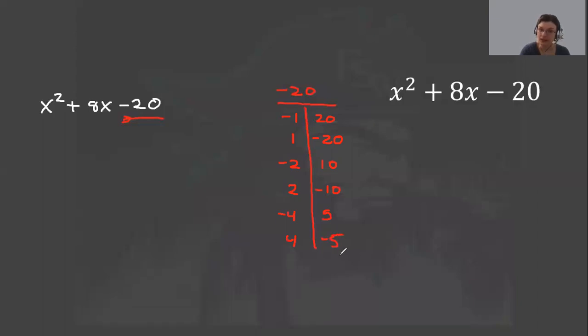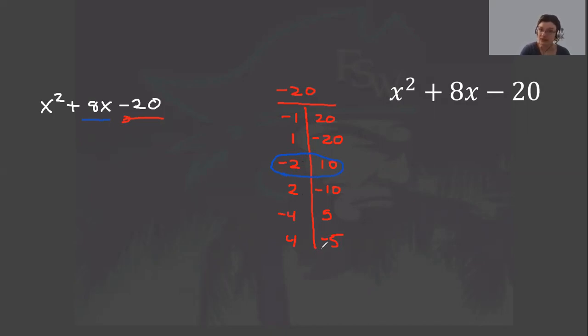There we go. So once we're at this point, we need to look at which pair of factors here, when combined together, make this middle term 8. So I need to see which ones make a positive 8 together. And from what I see, it looks like these two will do it, because negative 2 plus 10 make 8.